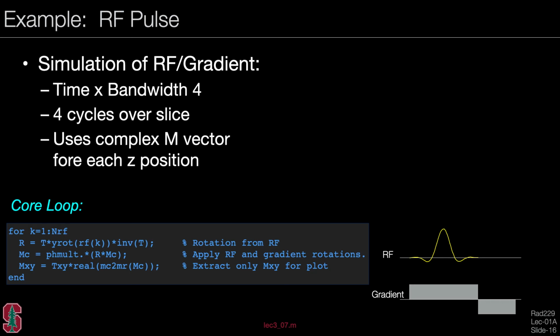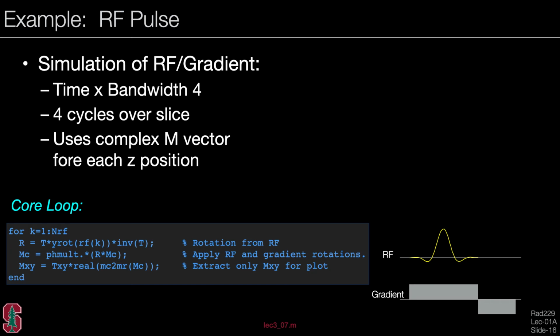So the higher the time bandwidth product, the more cycles you will actually induce during the excitation, which actually allows you to make a sharper excitation profile. So we're going to use the complex M vector here for each position along Z, and this will make it easier to apply the gradient.